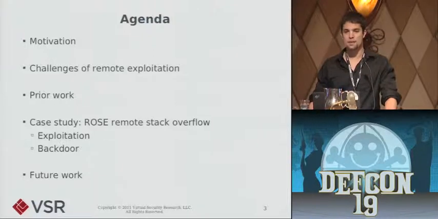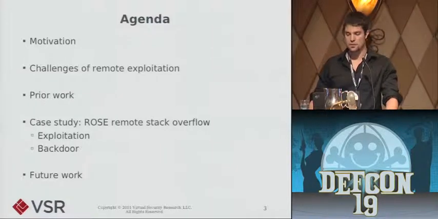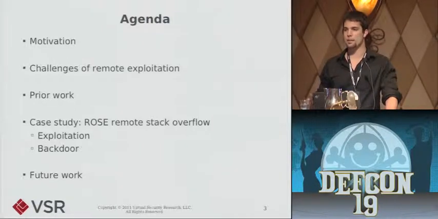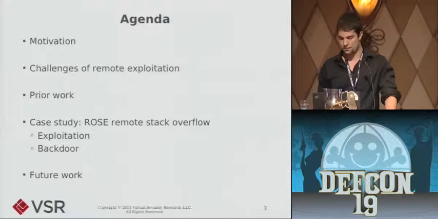And then we'll get into the body of the talk, which is sort of a case study of an exploit that I wrote for a remote Stack Overflow in the Linux kernel's implementation of the ROSE amateur radio protocol. And this part of the talk will be in sort of two phases. In the first phase, I'll explain exploitation of the vulnerability. And in the second phase, I'll explain the details of the kernel backdoor that I installed during the exploitation phase. And then finally, we'll wrap up taking a look at some future work.